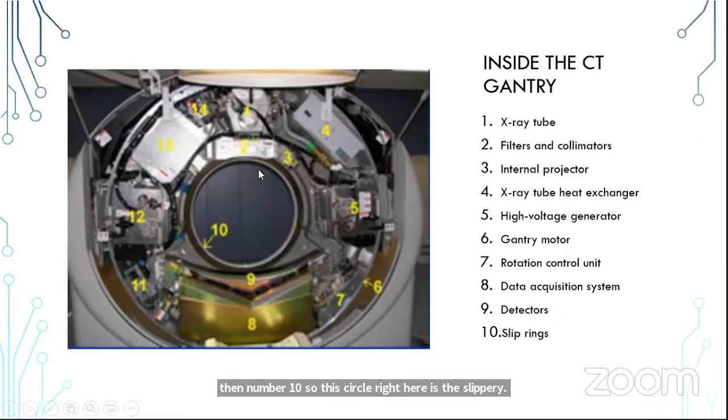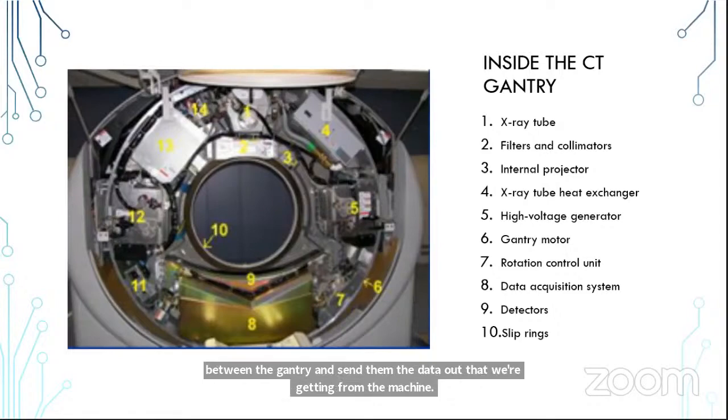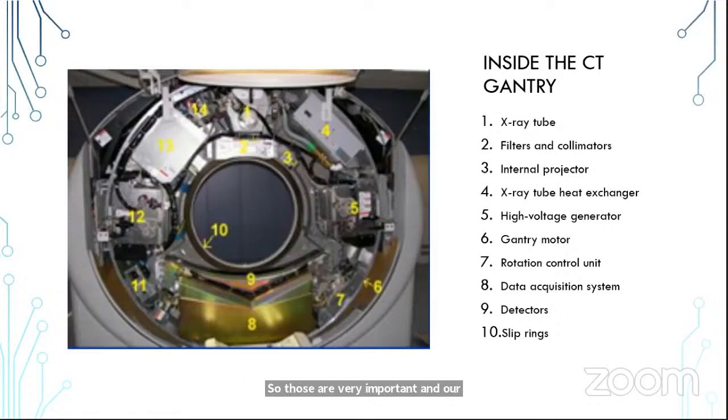And these slip rings are very important for the way that we do CT scans now. They allow us to basically spin that gantry really, really fast and then shoot the data from the gantry to the computers, but we don't have to use any cables. We use these slip rings instead. So they're kind of the window between the gantry and sending the data out that we're getting from the machine. So those are very important in our 3rd and 4th generation scanners.